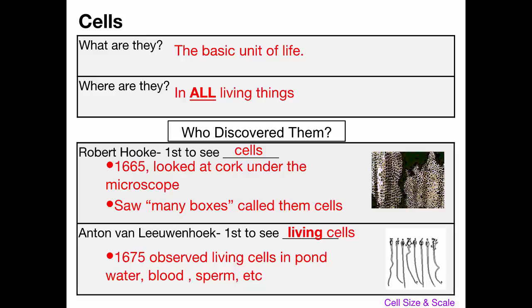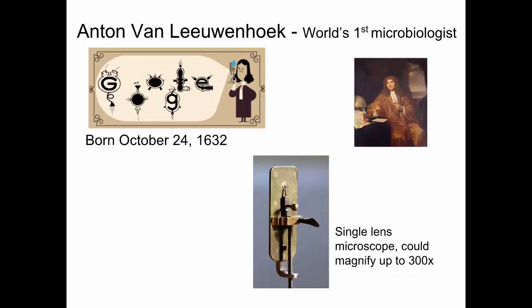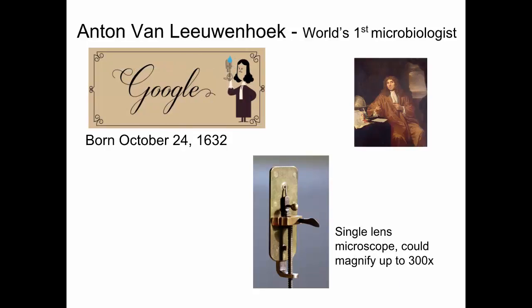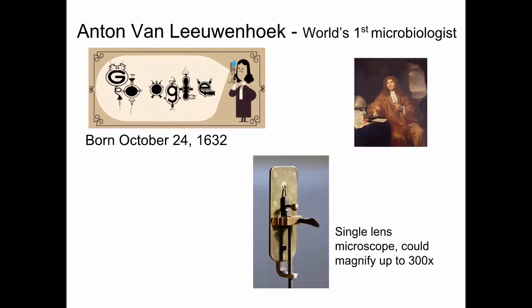And Leeuwenhoek had a unique method for creating lenses, and he didn't share it with anybody. He kept it hidden. So nobody was really sure how to make lenses like Leeuwenhoek did. And so he was able to create these really detailed images. And his microscopes didn't look like a typical microscope that you would imagine.